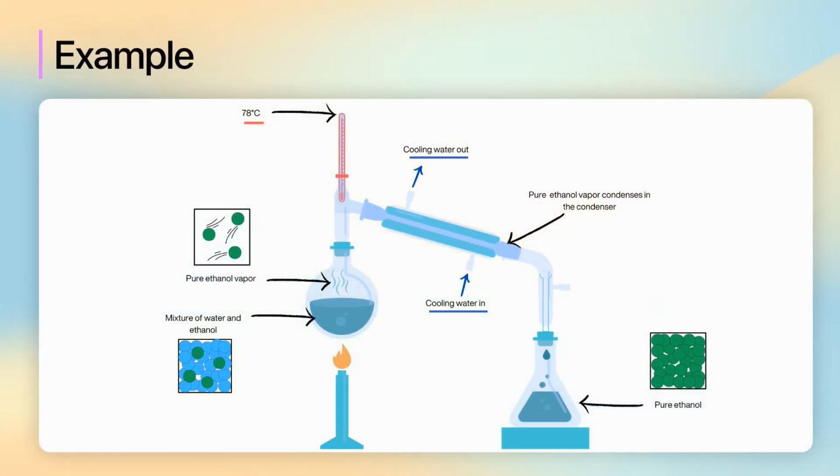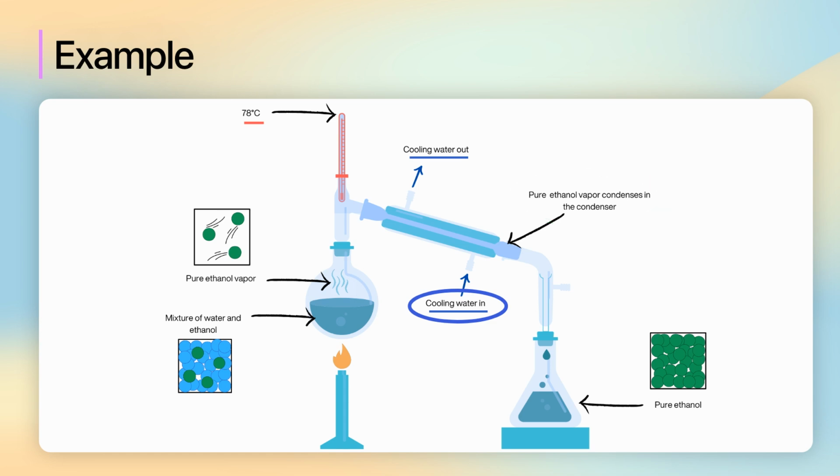For example, to separate ethanol from a mixture of ethanol and water, you would heat the mixture. Since ethanol has a lower boiling point than water, 78 degrees Celsius rather than 100, it will vaporize first. The ethanol vapor is then condensed back into liquid ethanol in a condenser and collected. Distillation could also be used to separate water from a solution of salt water. As the mixture is heated, water will evaporate and then condense, and pure water can then be collected.